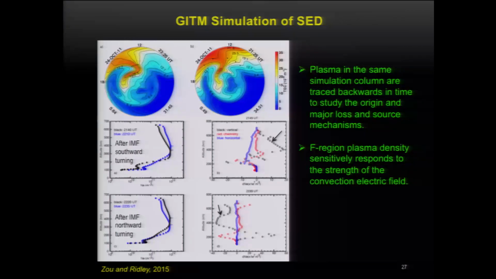But after the IMF turns southward, you lift the plasmas to higher altitude, and so the density is increased, moving away from the chemical recombination layer. And after the IMF northward turning, your E cross B convection disappears, and then the plasmas start to diffuse backwards to the layer where they can recombine much faster.